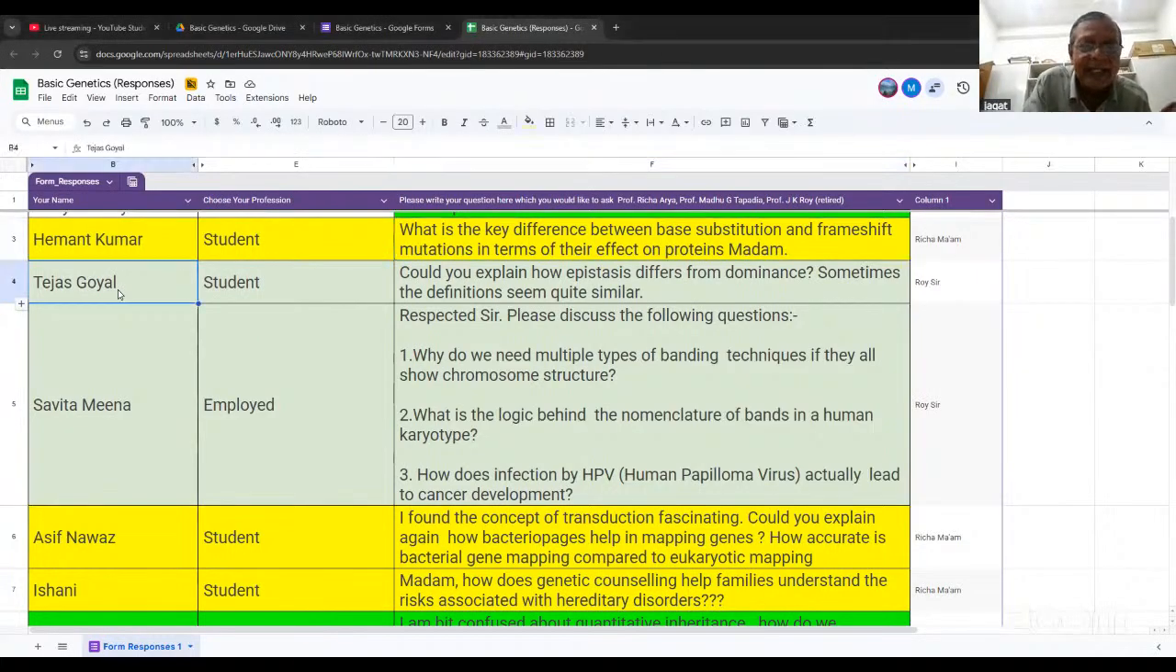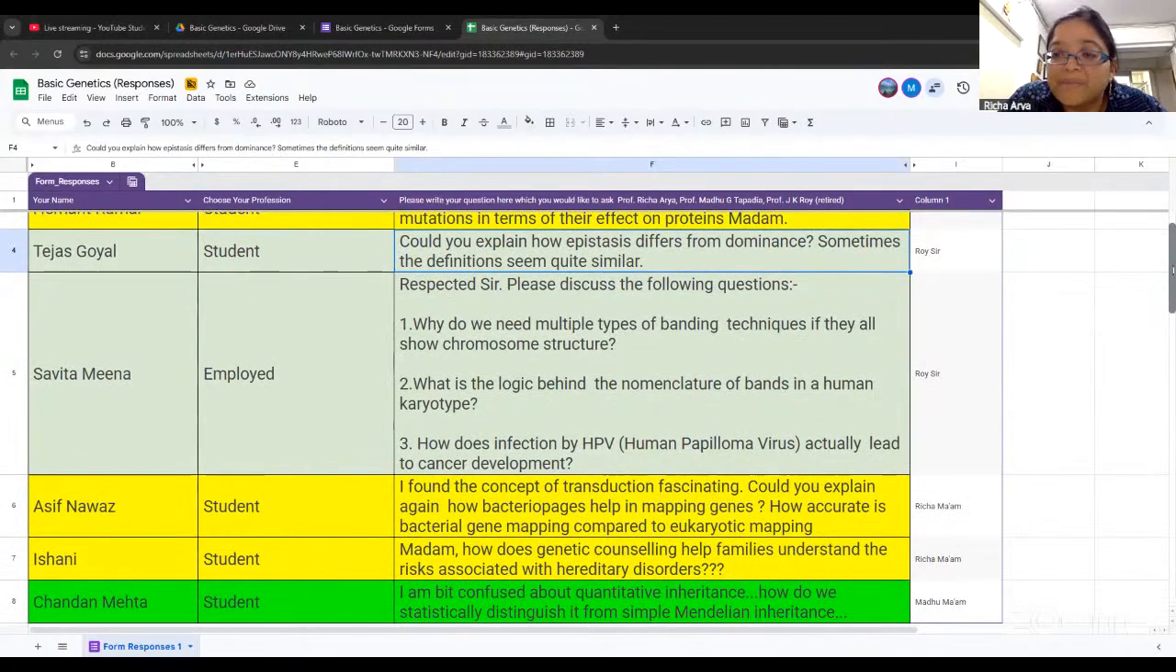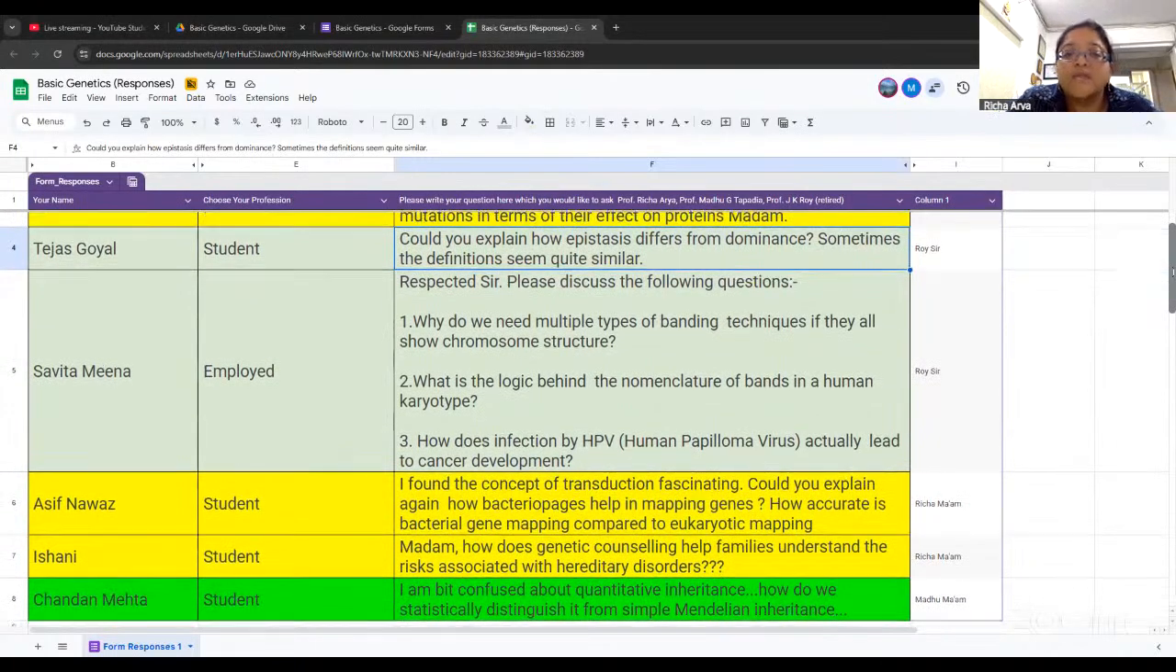So the question is, could you explain how epistasis differs from dominance? Sometimes the definitions seem quite similar. This was posted by a student, Tejas Goyal. Actually, I think sir is a bit busy. I can address that.